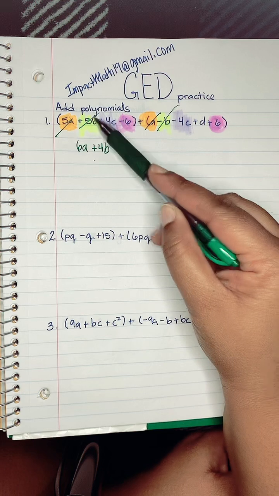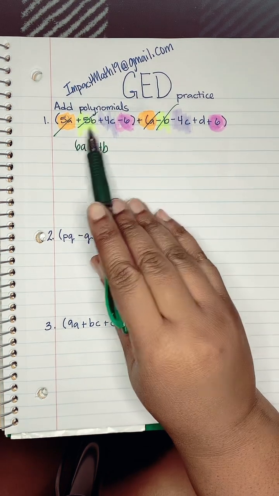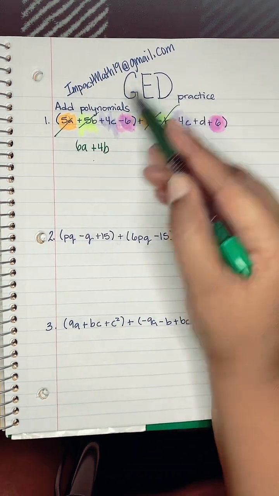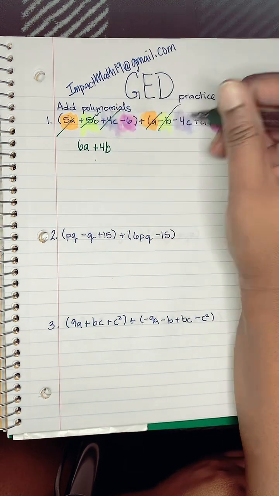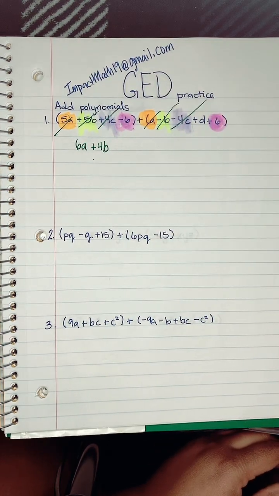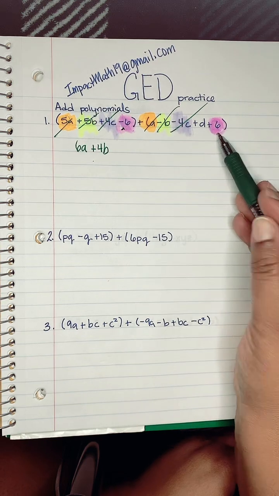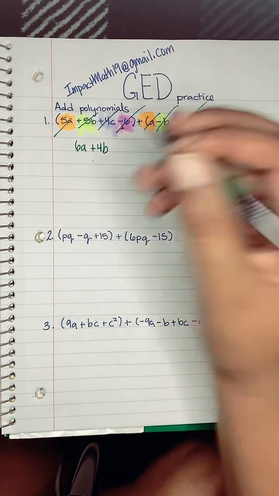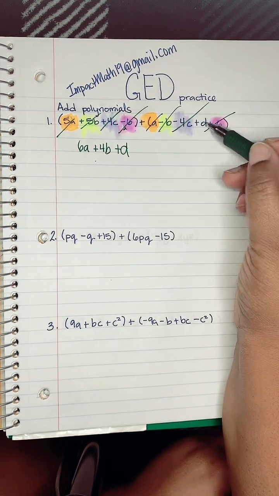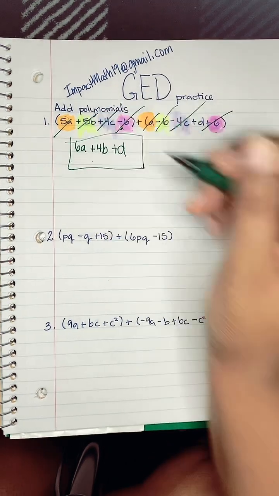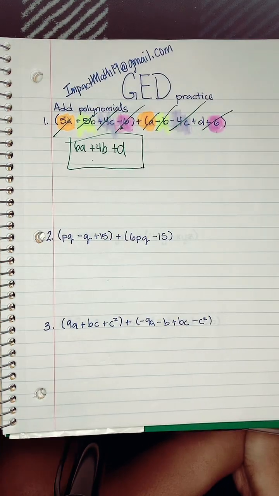They're monomials, okay, together, added or subtracted. Okay, 4 minus 4 cancels. Negative 6 plus 6 cancels. Don't forget that plus D there that we didn't highlight. And that is our beautiful answer.